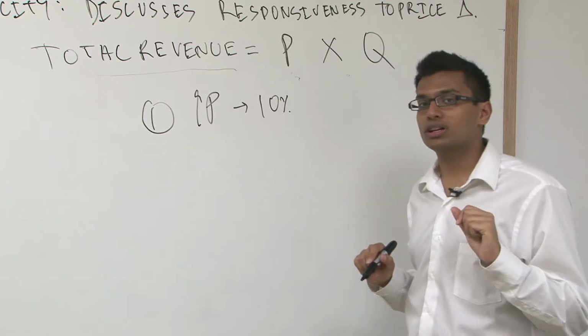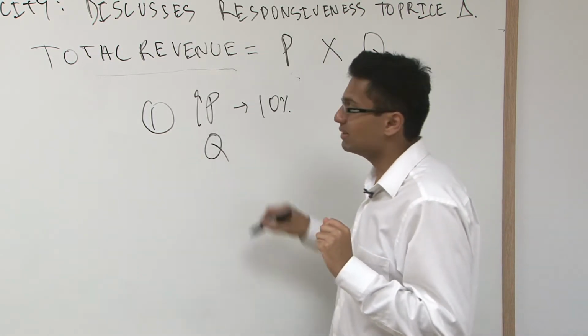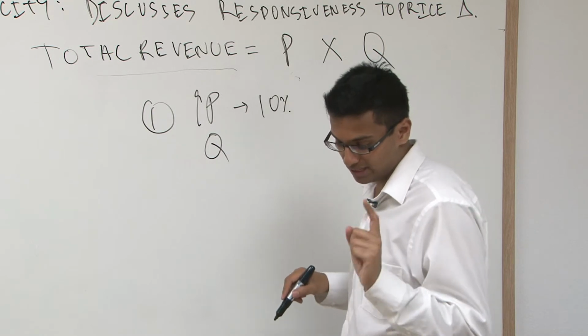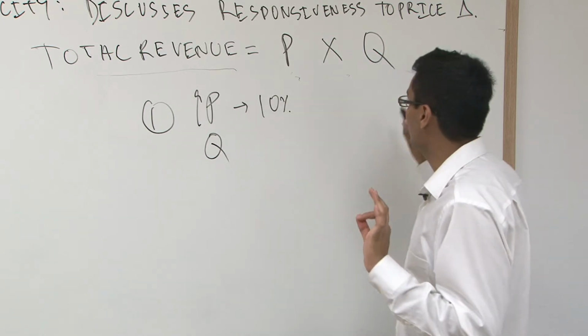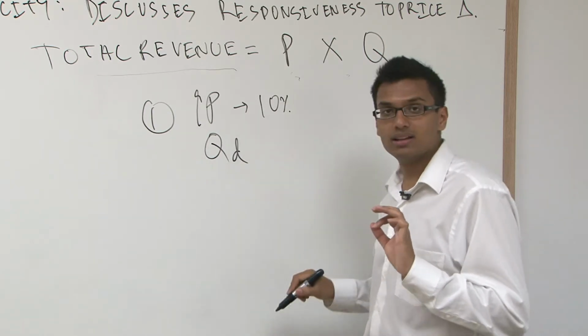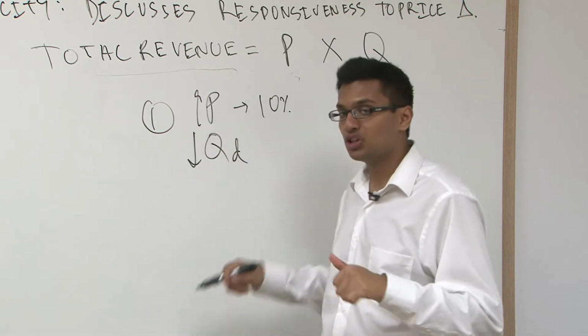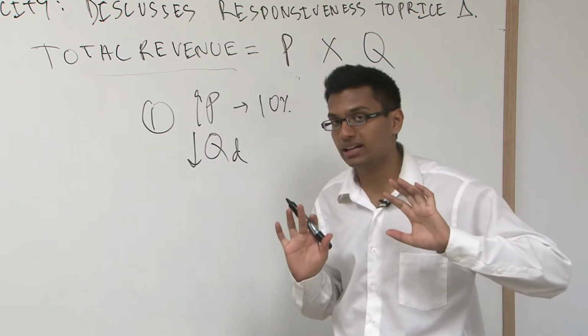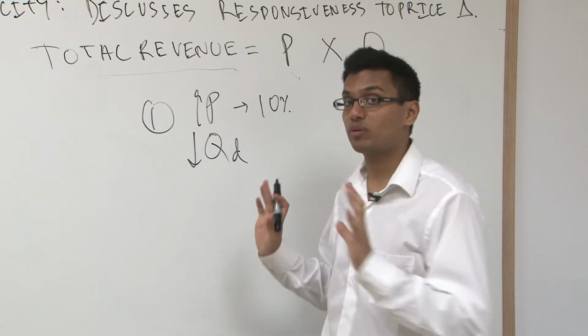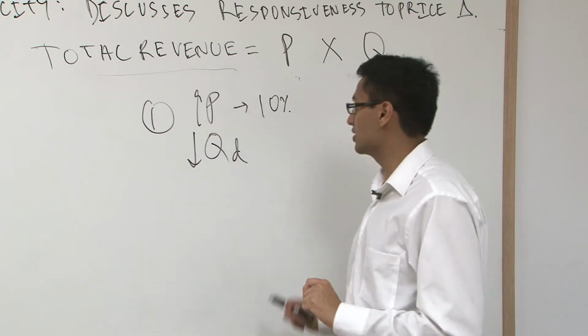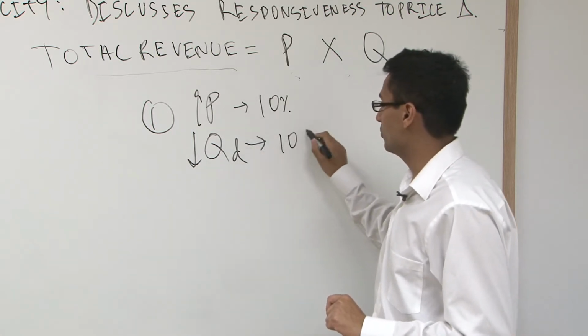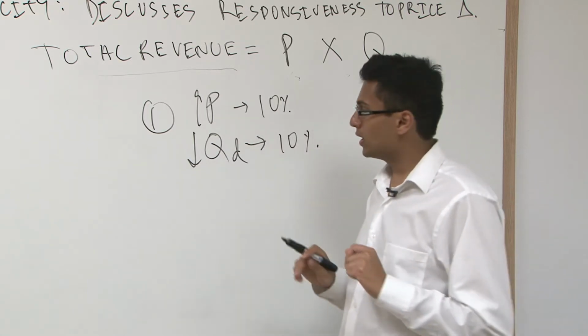In the first scenario we're going to talk about, my quantity demanded, this is very important to understand, is going to go down. Whenever you increase your price, what happens to your quantity demanded? It's the law of demand. Law of demand says my quantity demanded is going to go down. So it's going to go down in the first scenario by 10%.